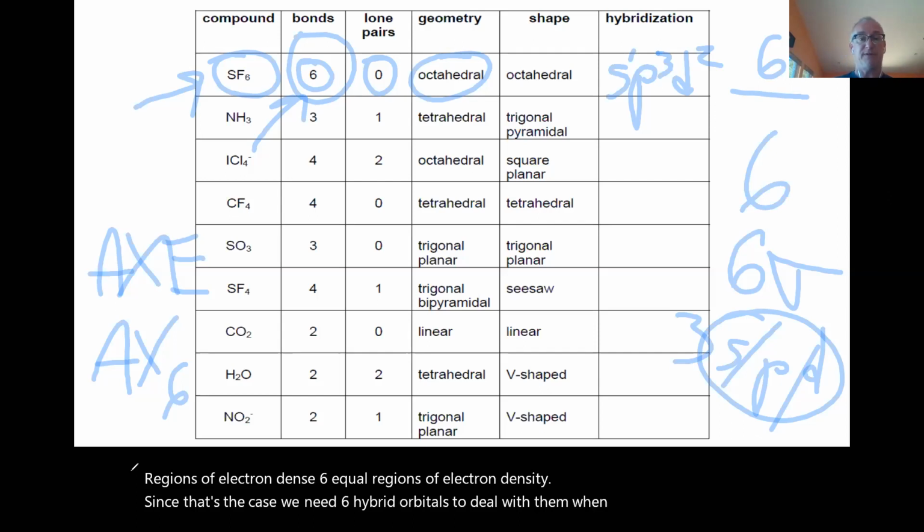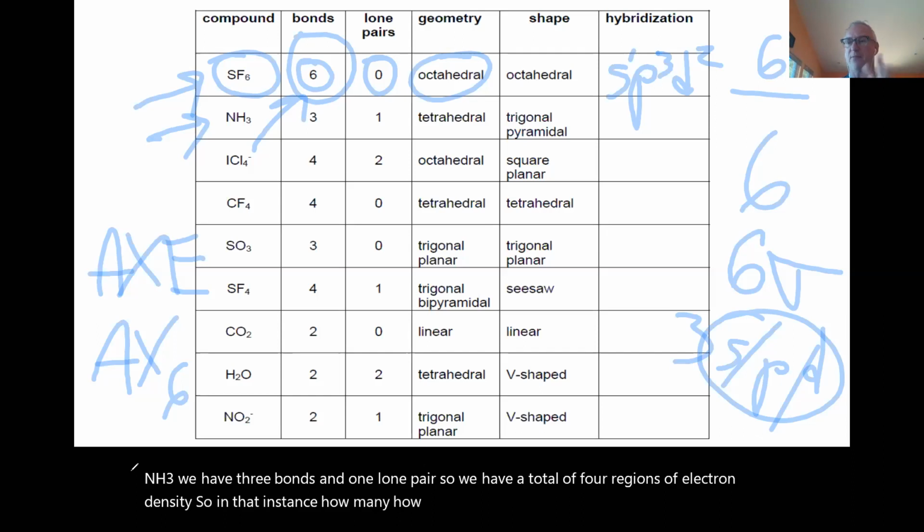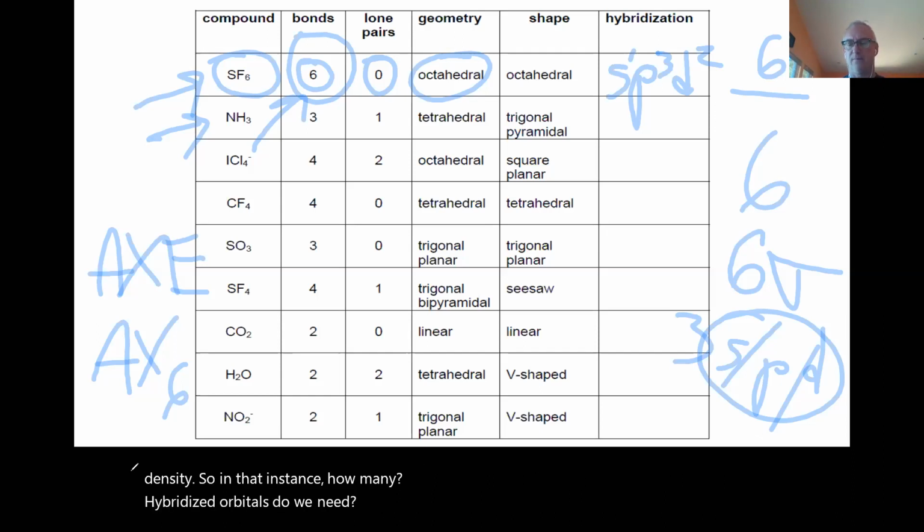When we go down to NH3, we have 3 bonds and 1 lone pair. So we have a total of 4 regions of electron density. In that instance, how many hybridized orbitals do we need? You said you have 4 regions? 4 regions, yep. 4, we need 1 for each region. So that would be sp3.